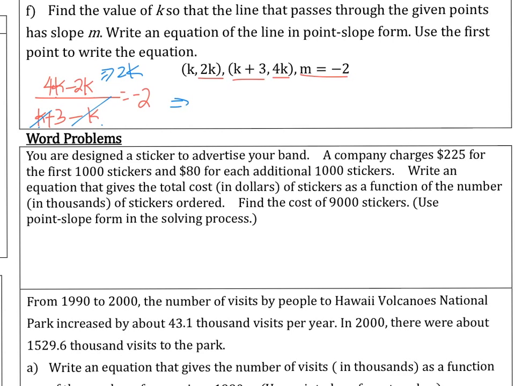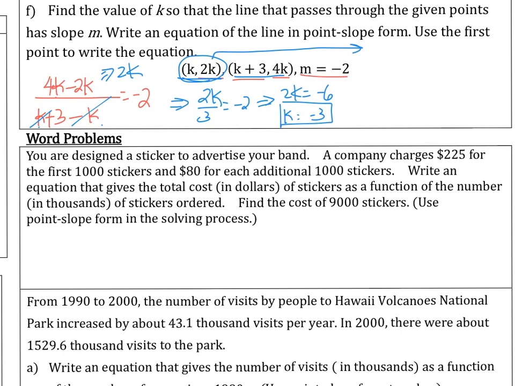So then we have 2k over 3, which equals -2. So 2k equals -6. K equals -3. Now once you have your value of k, you can evaluate these points to find out what they are. So for this first point here, k will be -3, and 2 times -3 will be -6.